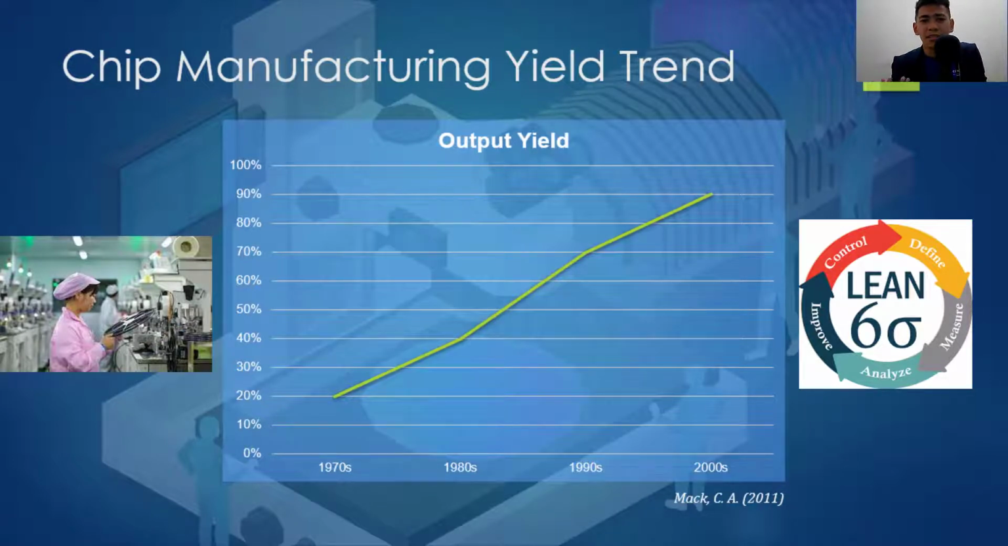But the problem is once you hit 90 to 95% yield, there's no room for improvement. If you have that kind of yield, it's only a small improvement in cost.